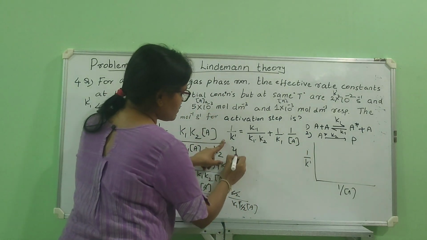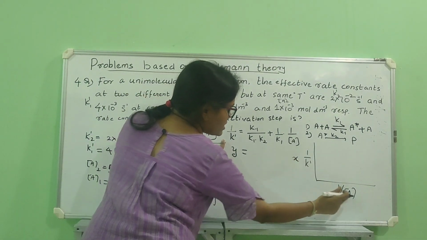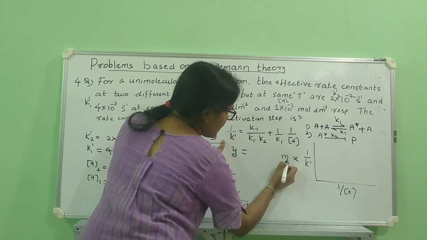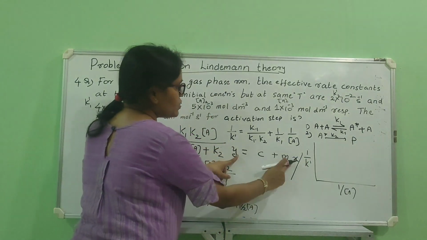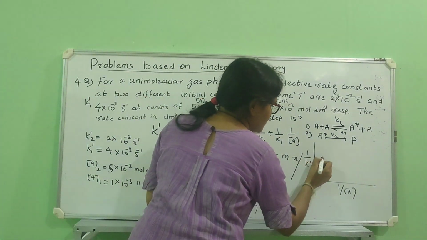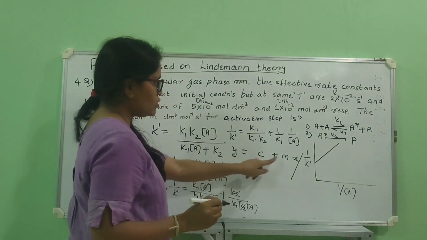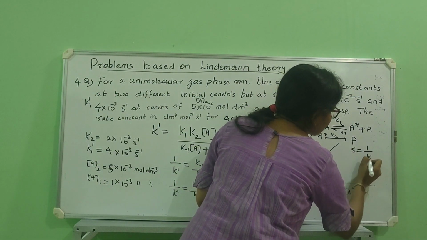So suppose if this is y and this is x, this will be m plus c. So this is y is equal to mx plus c. This is a straight line equation with positive slope. So the slope here is 1 by k1.